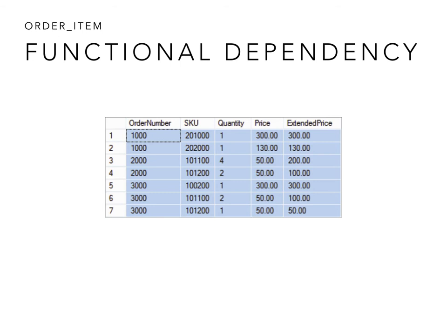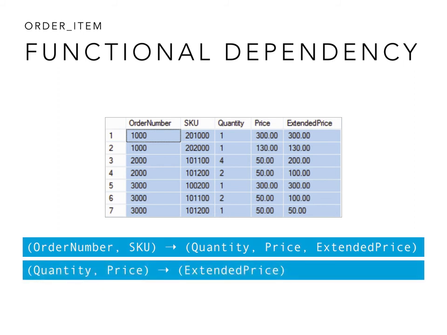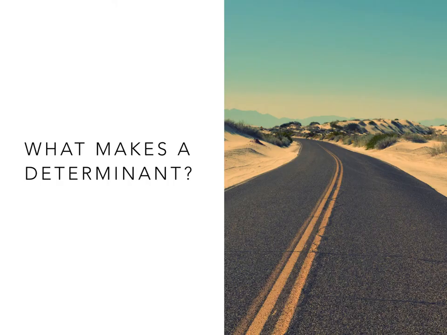Right. Order number and SKU together will let you determine each of the other fields. So where Jason wants to go with this is, right, that means that if we put those together, we could see them as like a primary key, and we could uniquely identify every row based on that. There's one more in here based on the equation, which is if we have the quantity and price, that determines the extended price. Y'all good with that?